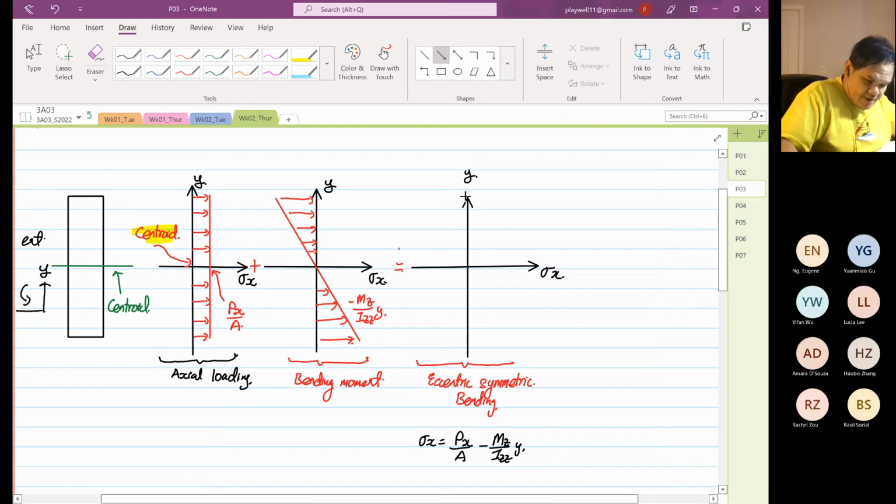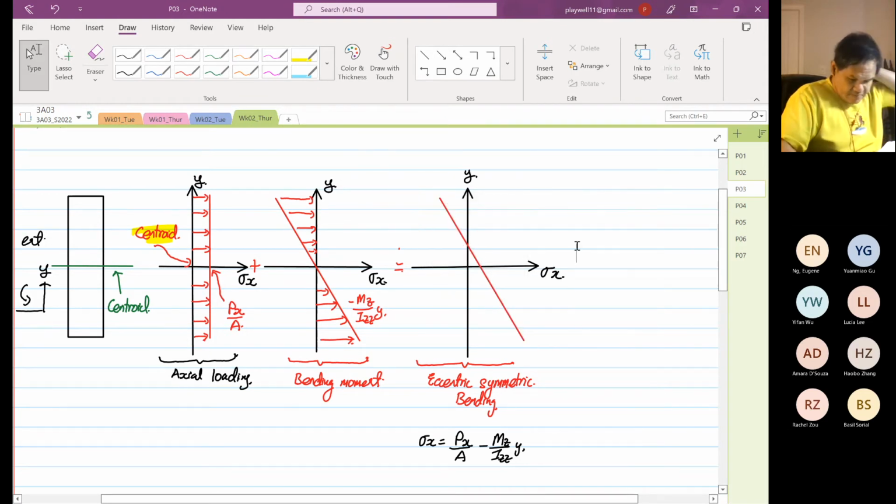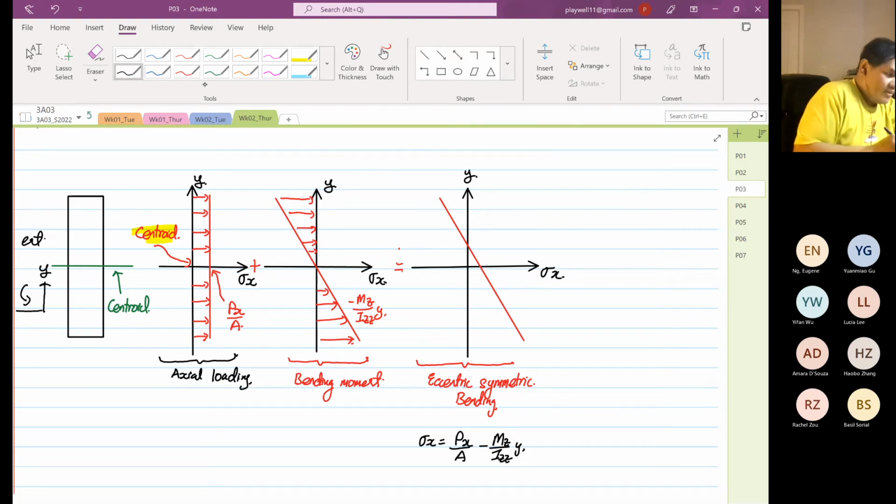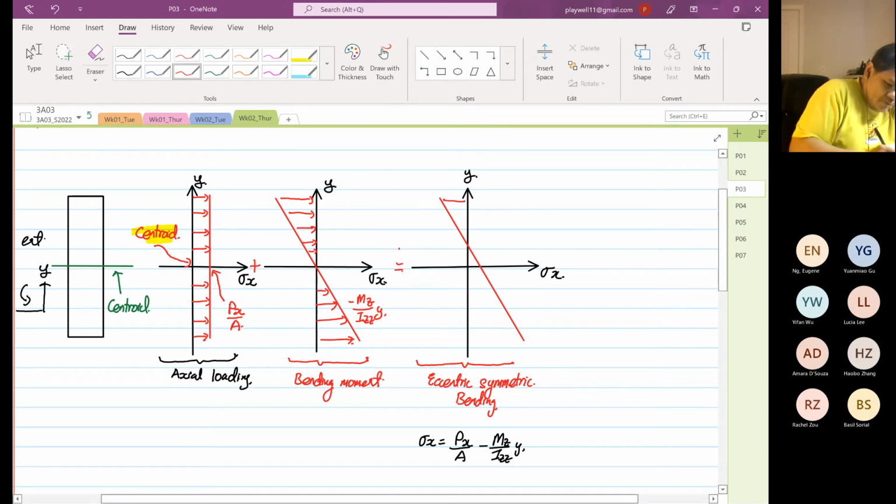So now this is our axis, right? Y. So I just copy the gradient and then I shift the gradient towards the right. Okay, towards the right. Why towards the right? Because the Px over A is having an additional tensile. Okay, so from here, this is the compression, and then down here below, these are all tension.